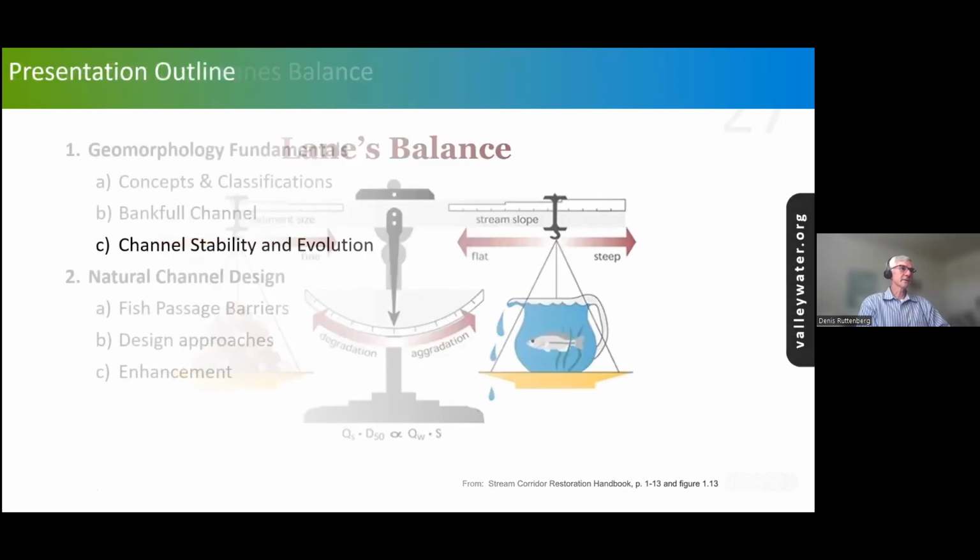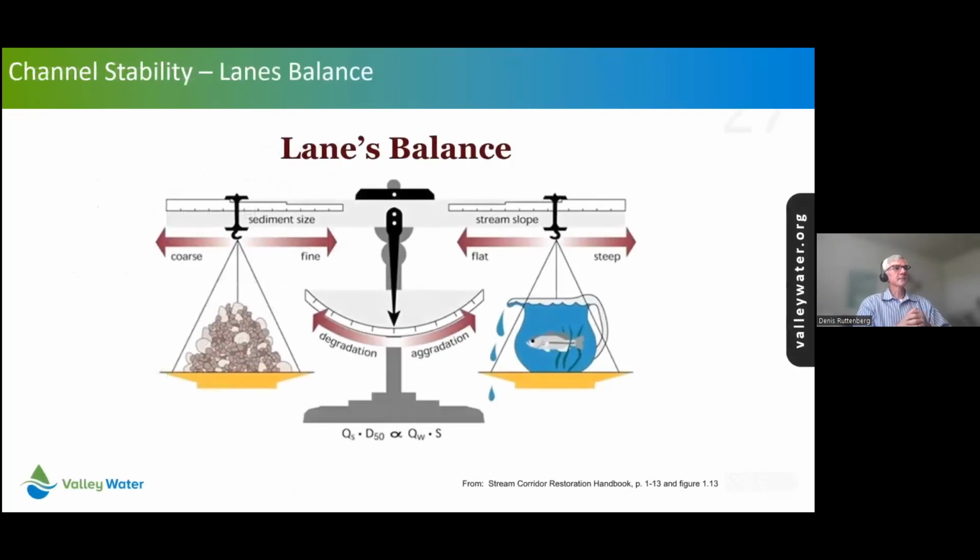Channel evolution and stability. So it's basically a graphic that's a manifestation of this equation below, where we say the sediment transport rate times the median particle size is proportional to the product of the flow times the slope. But who wants to look at that? We want to look at the nice graphic to help us interpret it.